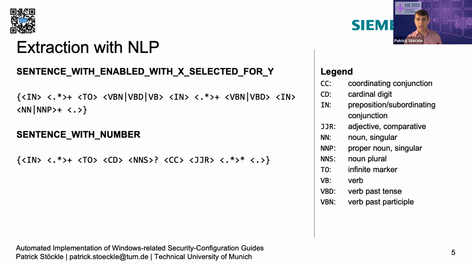So let's step back and talk about the extraction. What we have recognized is that these guides are using very schematic language, and we can use this by writing a grammar. What we are using for natural language processing here is NLTK, the Python library for natural language processing. We can write a grammar with several rules. For example, I have two presented here: sentence with enabled, and with X selected for. These grammar rules consist of certain patterns.